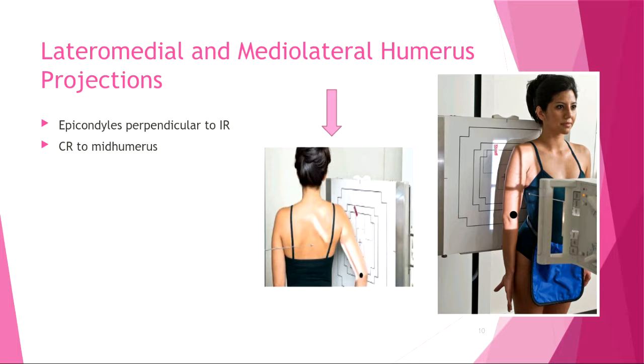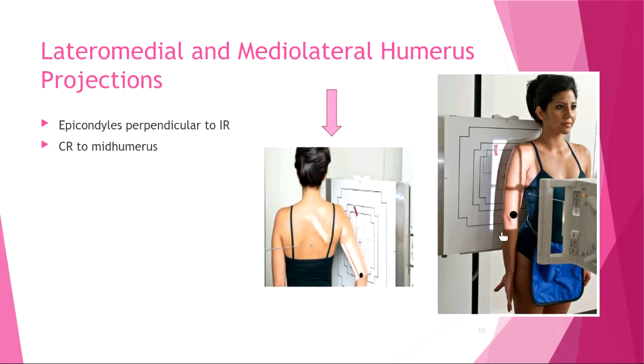Then we move on. Our second view is a lateral humerus. Okay, and this is on page 188. There are multiple views that show a lateral humerus, but the one that we're going to focus on is this right here, which is called a lateral medial projection. So the patient is actually facing the IR, and this is figure 5.31 in the book.